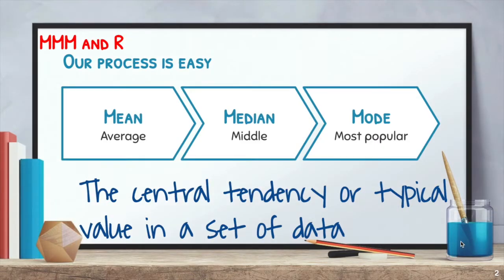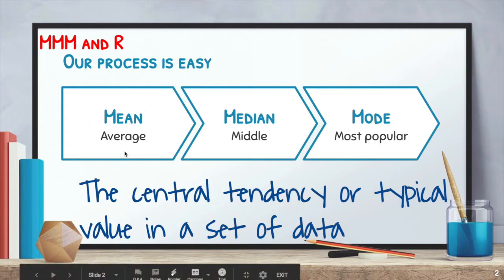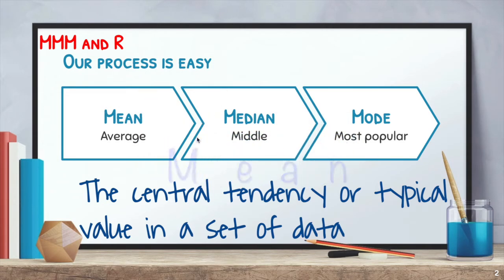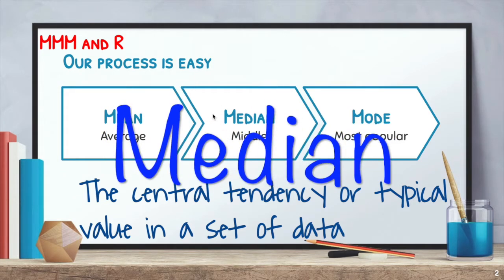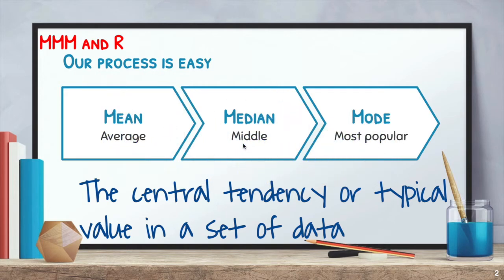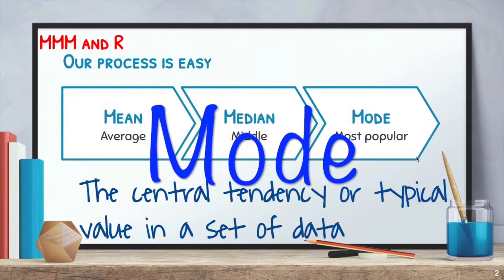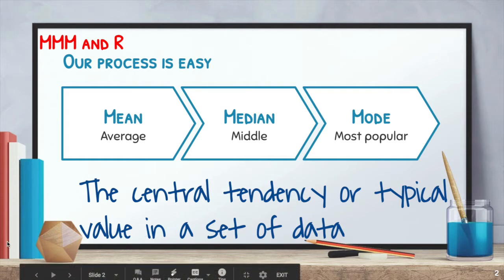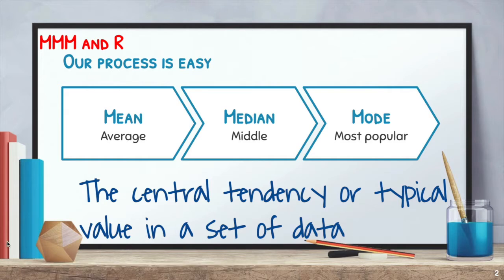I give you this simplified word under each of them. If you can, say the word with me: mean. Good. Second word, median. Let's get the last one, mode. Very good. So mean means the average, median just refers to the middle, and mode is the most popular. And all of these are describing the central tendency or typical value in a set of data.